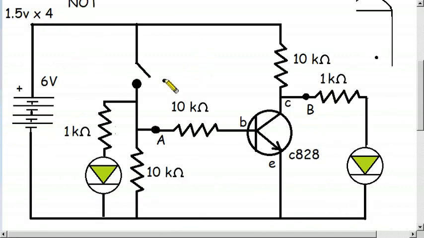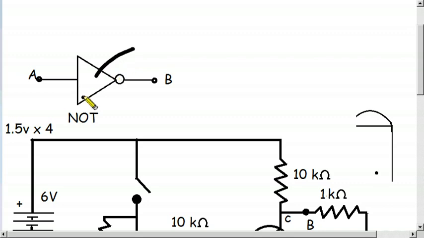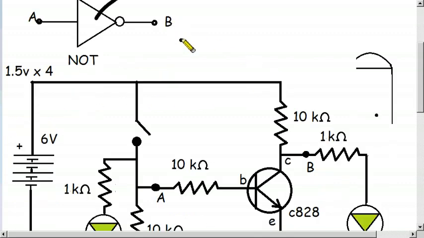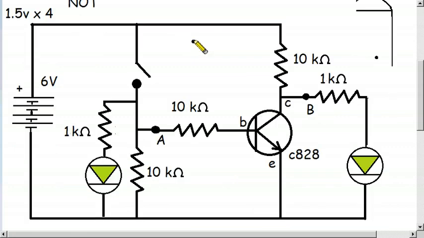So this is the real circuit. Exactly, this one is inside this symbol, so this one is just a symbol. So I think you can understand this because I developed this circuit step by step. So the voltages are like this.